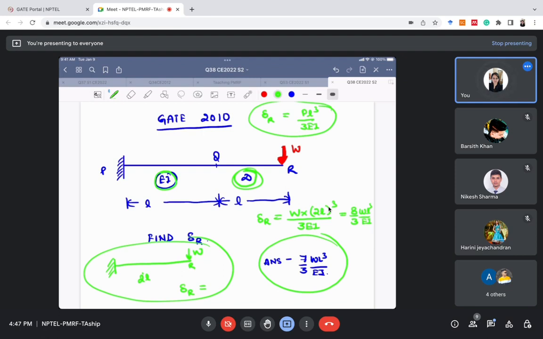And what is the theta? If we were asked the value of slope also, so what would have been the value of theta here? The value of theta would be PL square by 2EI. Okay, so this would have been the value of delta and theta, but now they have complicated the question a little bit, and they have made the portion QR infinitely rigid. Okay, so let's see how this thing would change the scenario. Let's see if the deflection would increase or decrease.